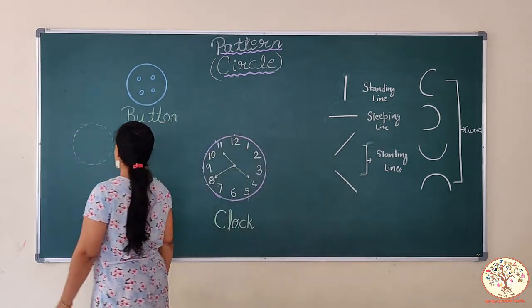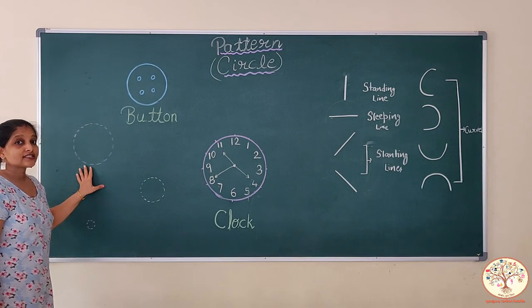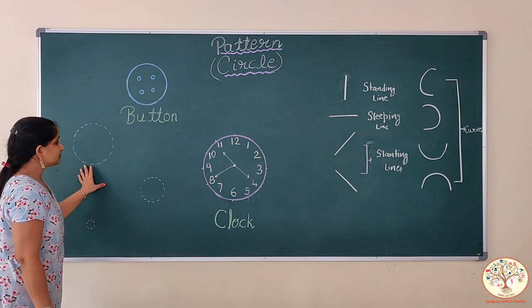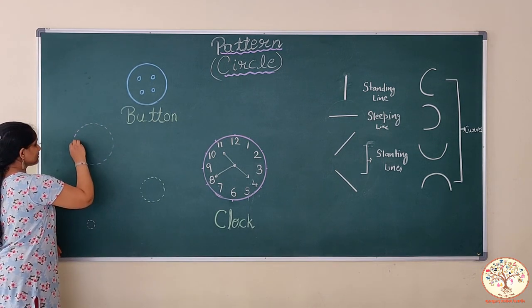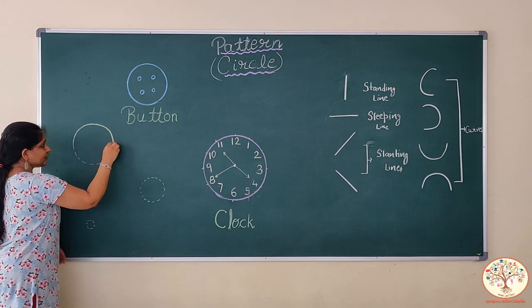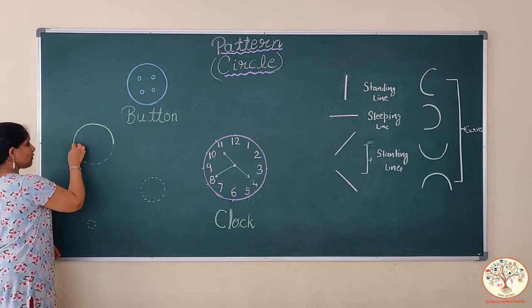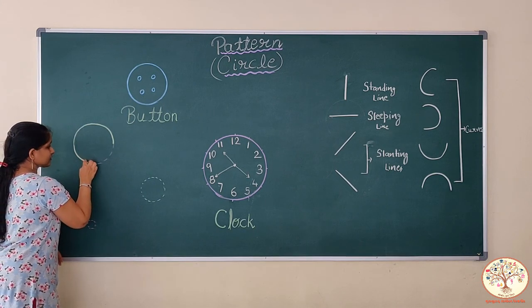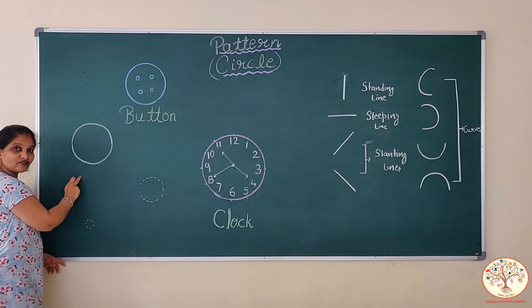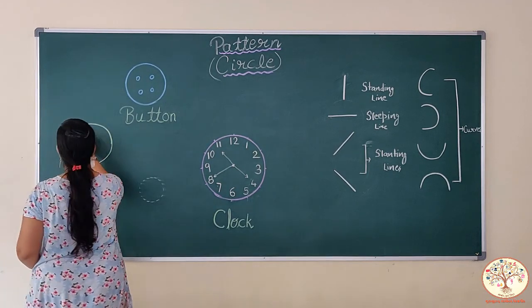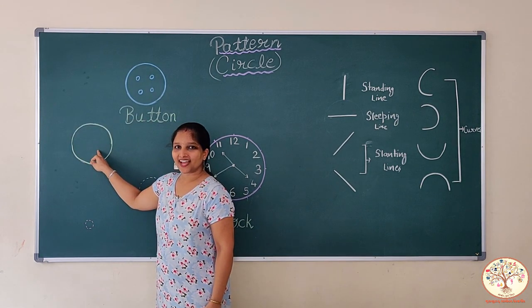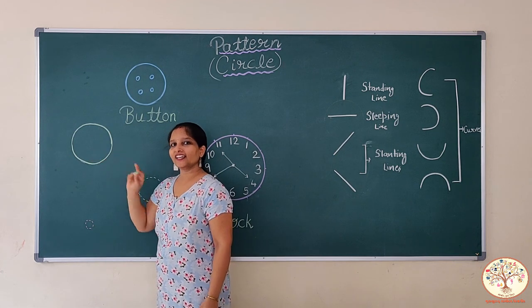Now kids, see, I have put some dots here. First we will trace these dots. See, I make here upward curve. Now downward curve. What I have got? I have got a circle.